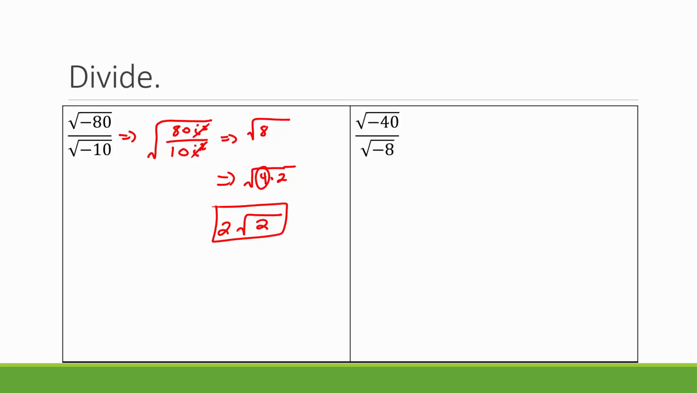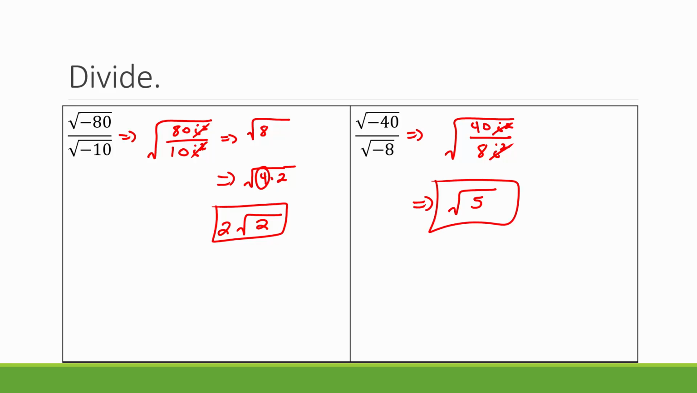Okay, how about this next example, the square root of negative 40 over the square root of negative 8. Again, I see that 40 is divisible by 8, so I can put those underneath one radical. The negatives I change to I squares. The I squares cancel each other out. 8 goes into 40 5 times, so it gives me the square root of 5, which cannot be simplified, so that's my answer.